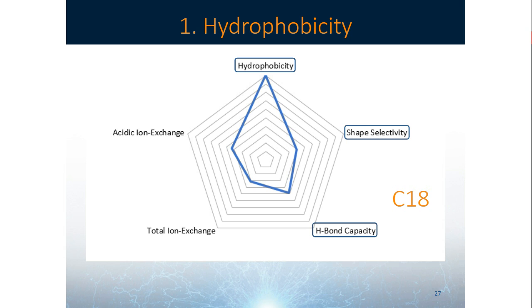And the same thing for total ion exchange and acidic ion exchange. So the take-home message here is that depending on what kind of separation you're trying to go for, a C18 phase would not be very shape selective or able to really participate in hydrogen bonding capacity. And what that means is there aren't very many free silanols on the surface of this phase.